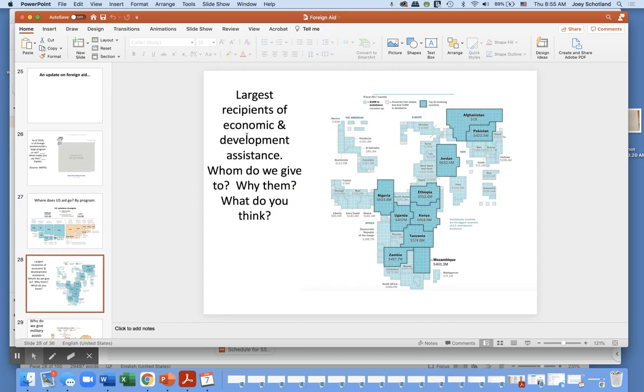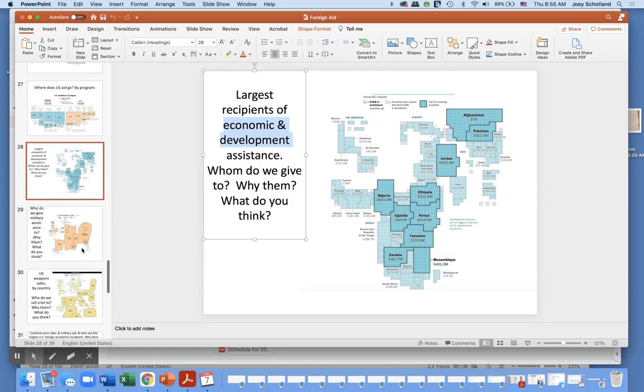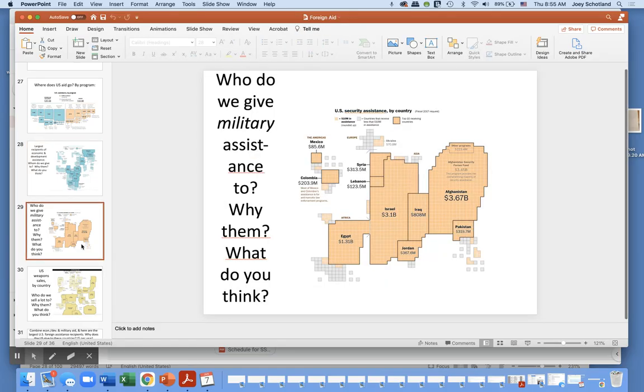Here are the largest recipients of economic aid. Again, we're giving to Afghanistan and Pakistan, trying to make them rich, trying to make these countries in Africa rich so they don't have terrorists. What about military aid? Who gets the most help? We give Afghanistan a lot of help so that their police and military can fight against the terrorists. Same thing in Iraq.